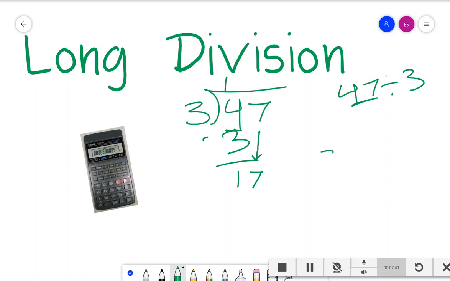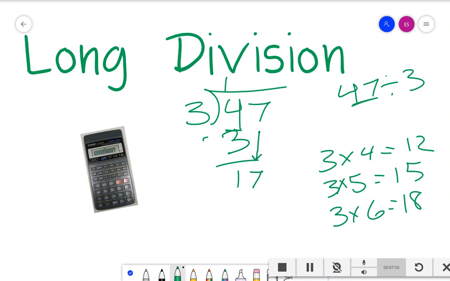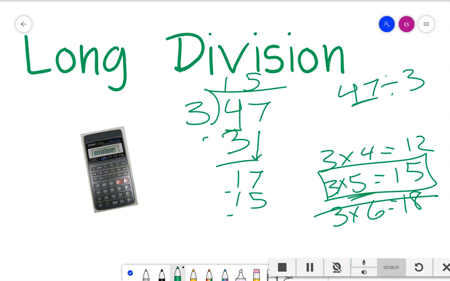Well, 3 times 4 we established is 12, 3 times 5 is 15, and 3 times 6 is 18. Okay, 18 is too high. So 15 is the closest we can get without going over, and that's 3 times 5. So now we'll put 5 over the ones place. 3 times 5 is 15, and our remainder is 2. So our final answer: 15, remainder 2.